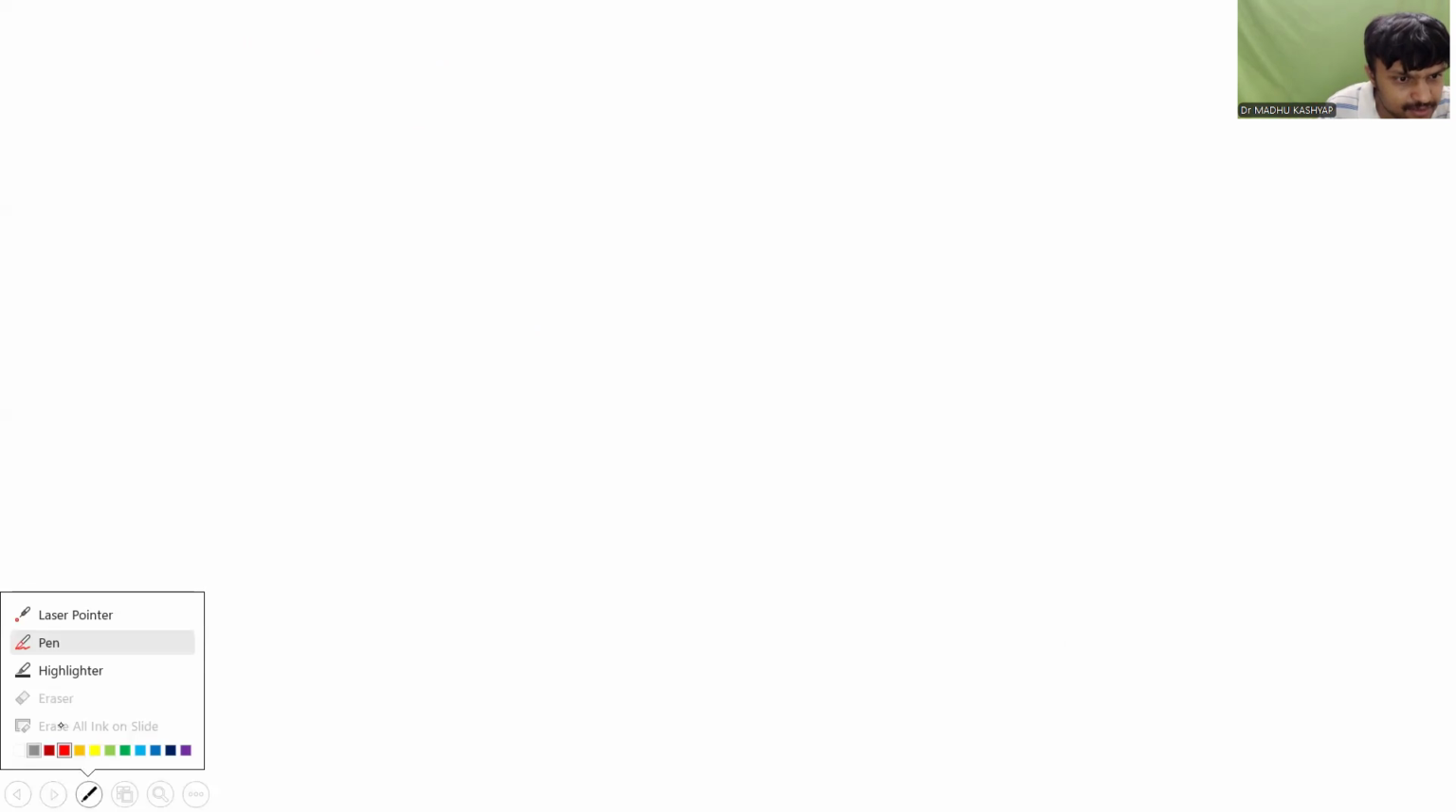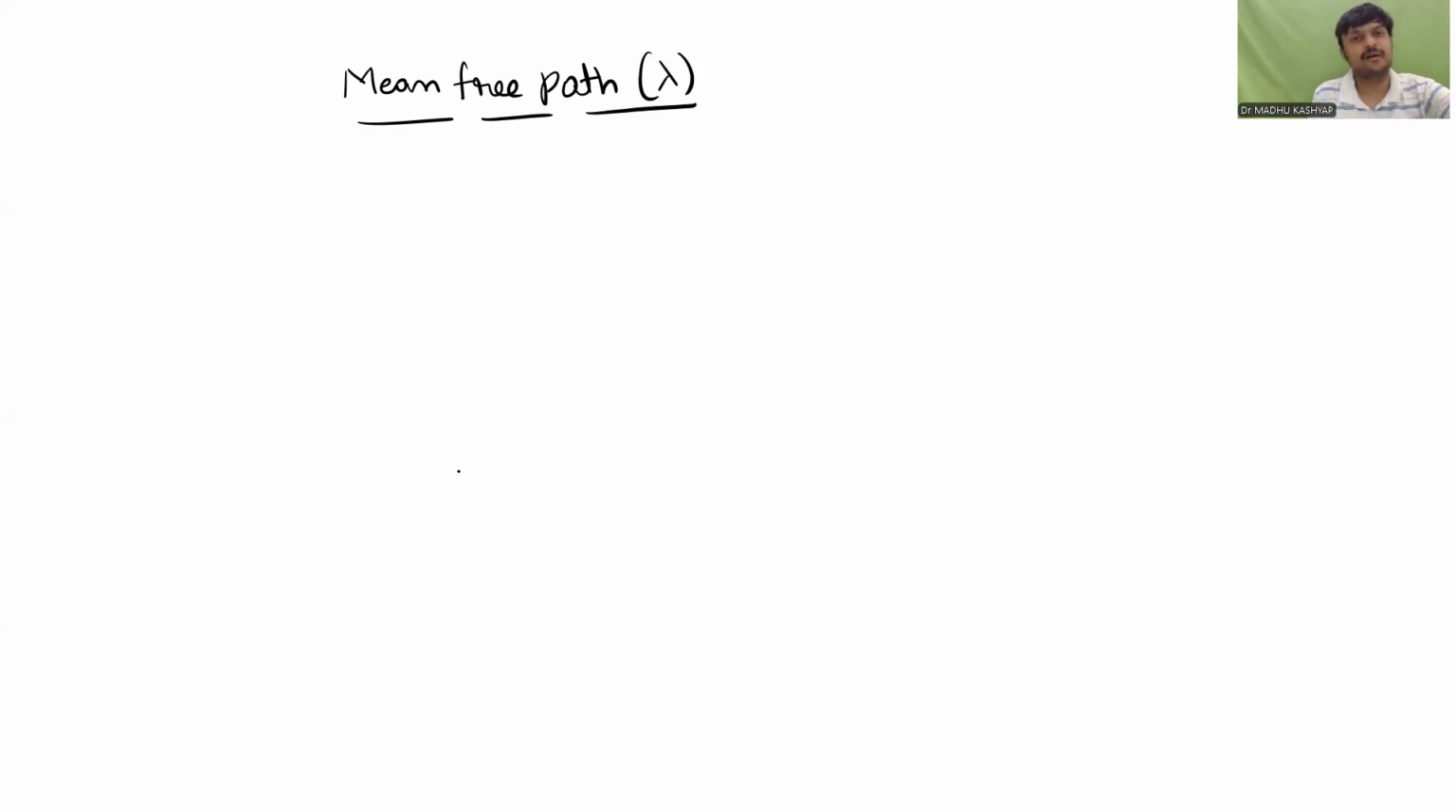Hi guys, let us do the derivation on mean free path. Let me choose the color black. Mean free path, which is represented by the symbol lambda, which you would have studied in class 12, right?